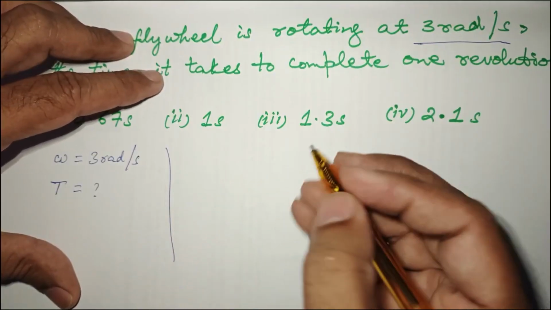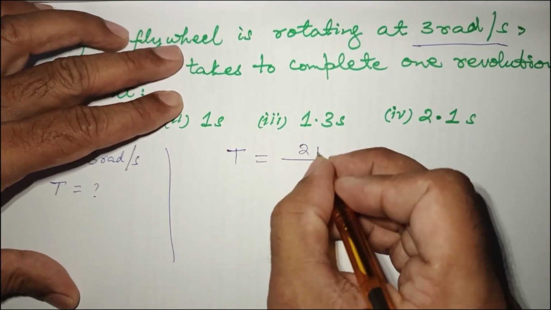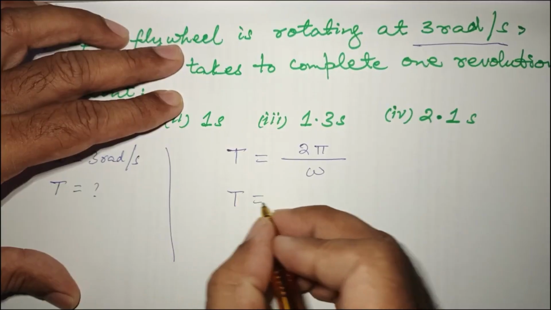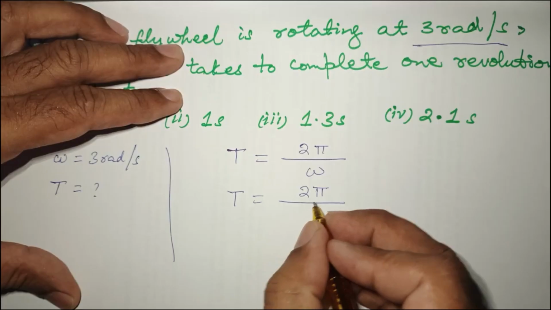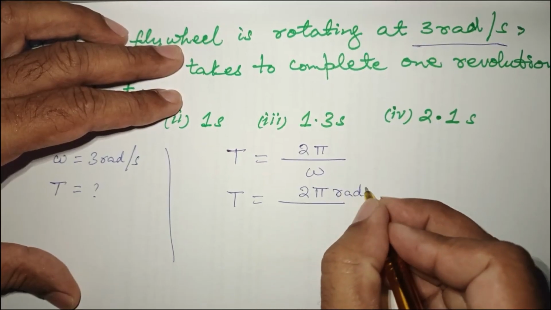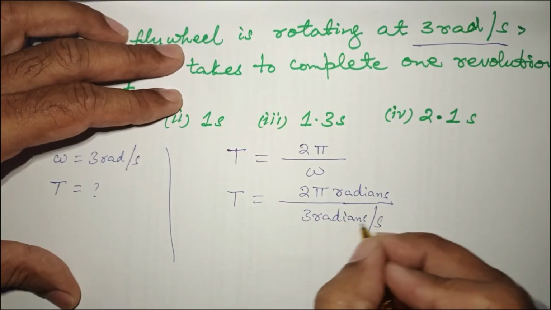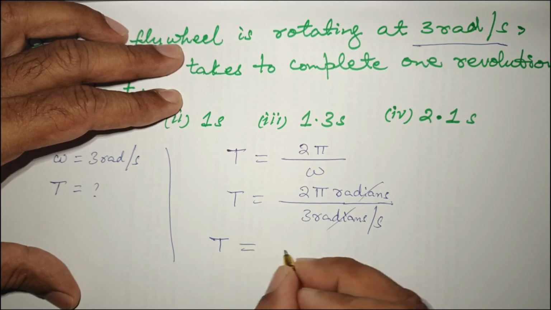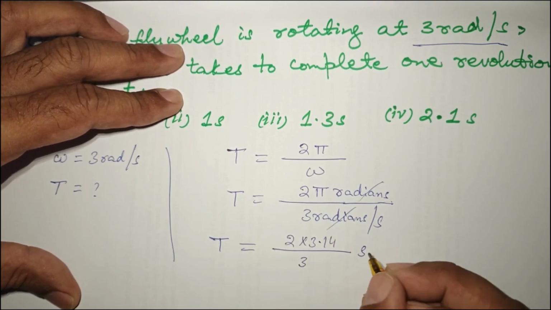We know that the angular frequency is related with time period by the formula T equals 2π over ω. So here we have 2π in the numerator. Omega is 2π radians. This is in radians, and omega is 3 radian per second. Radians cancel with radians, and second will go up. So T equals 2π, which is 3.14, over 3, and this is in seconds.